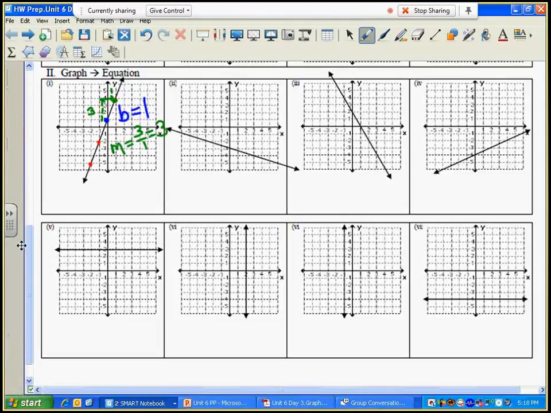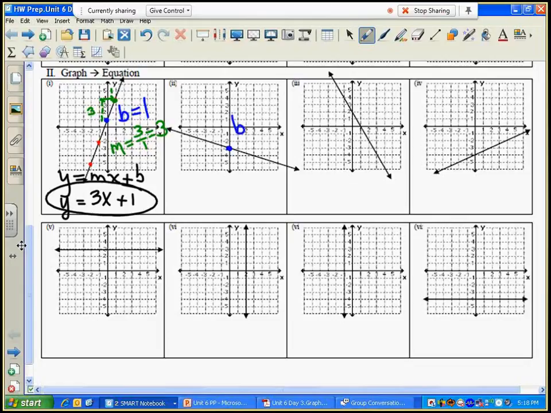So as I go back to my slope-intercept equation, I'll just fill in or sub in the values for m and b that I just found. I'll get y equals 3x plus 1. All right, next one. Here, this guy crosses the y-axis at negative 3.